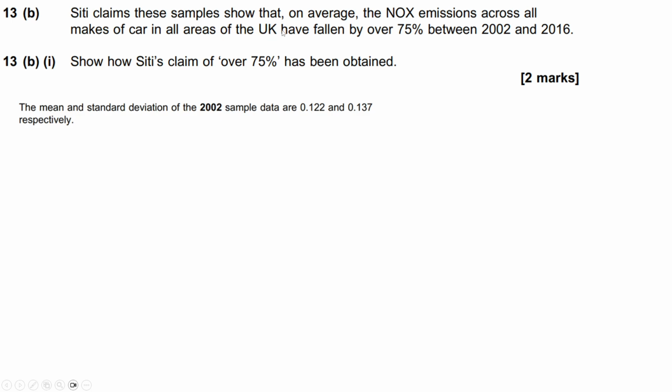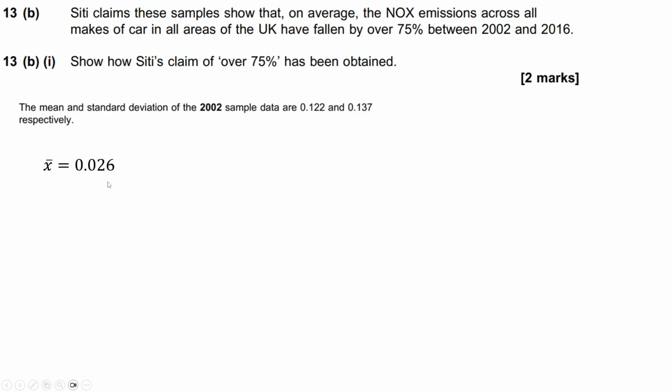City claims these examples show that on average, NOx emissions across all makes of car in all areas of the UK have fallen by over 75% between 2002 and 2016. Well, that's just clearly not true because... Oh, no, never mind. This can't be true, and I'll get to that later. That's actually the next part of the question.